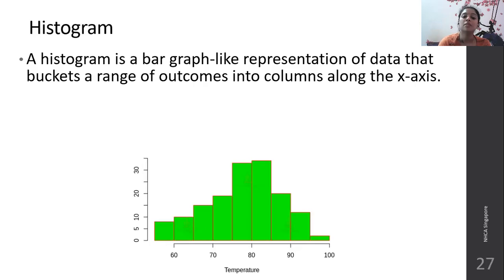Histogram. A histogram is a bar-like representation of data that buckets a range of outcomes into columns along the x-axis.